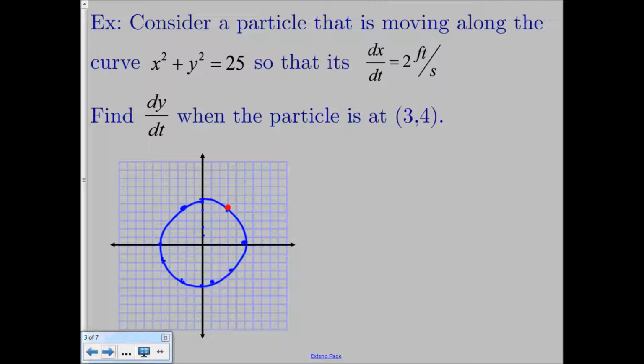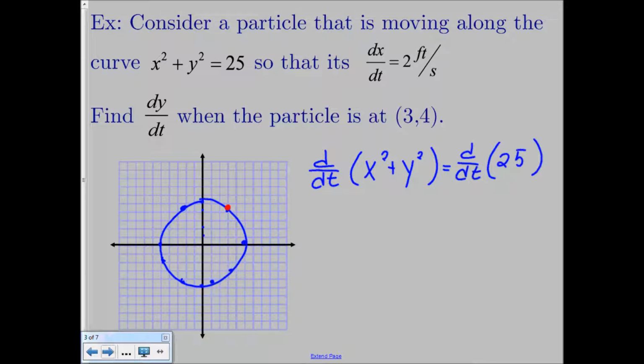So in order to find rates, we need derivatives. So the first thing we're going to do is take the derivative implicitly of x squared plus y squared and the derivative with respect to time of that 25. Just like we were doing in the last few videos with implicit differentiation, except now we're taking the derivative with respect to time instead of with respect to x.